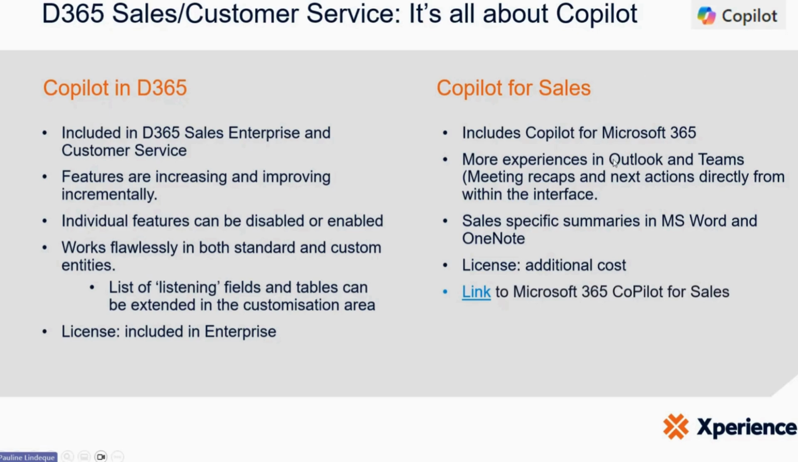So things like in Outlook or in Teams, where currently in Teams, if you've got the right licensing, you can do recaps, and it can sort of list action points. Well, how would we save that back into Dynamics and link that against your opportunity? That sort of thing we want to see with this license. So that's what this license brings for us. Same with Word and OneNote. When you get the slide deck, there's a little link here to take you to the Copilot for Sales page.